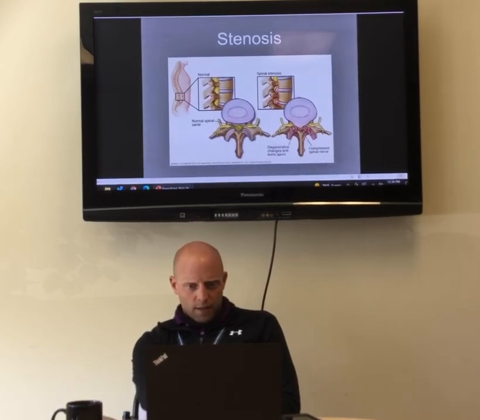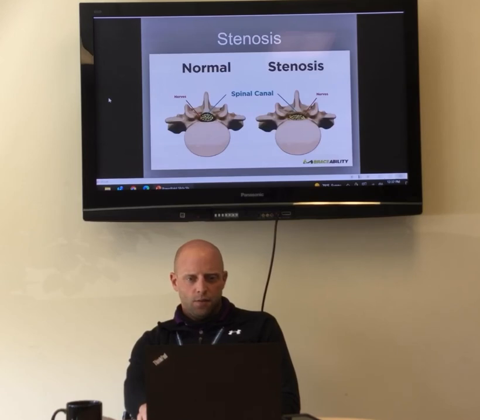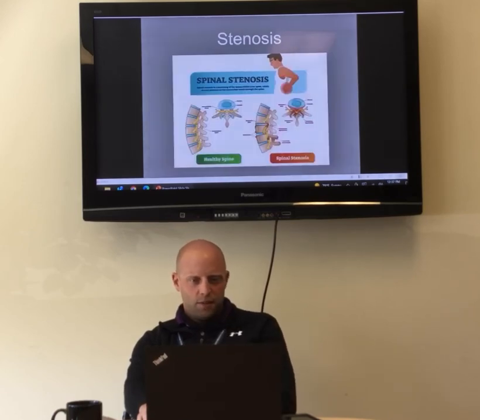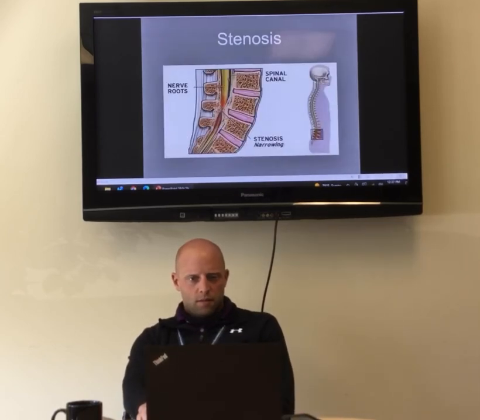This is an example we talked about, when these facet joints get big and overgrown, how they can cause pressure on these nerves here and can cause narrowing of the central canal. And here's a normal picture. Here's the nexus. I don't know if that's a good picture. But okay. So that's kind of an overview.